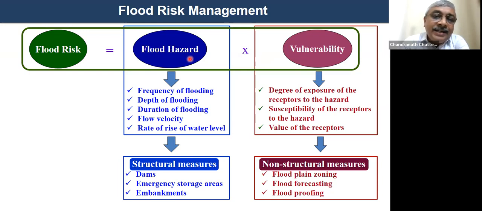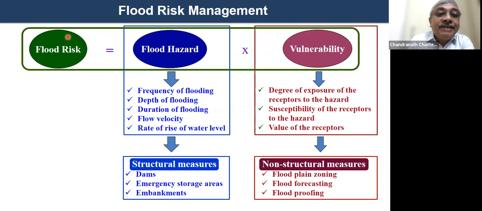So this danger of flooding is quantified by a few aspects, like the frequency of flooding, the depth of flooding, the duration of flooding, the flow velocities, and the rate of rise of water level. Now, vulnerability is given in terms of the degree of exposure of the receptors to the hazard, the susceptibility of the receptors to the hazard, and the value of the receptors. That means the people and the infrastructure living in the floodplains, how much exposed they are, and how susceptible they are to the flooding. And a value is given to that.